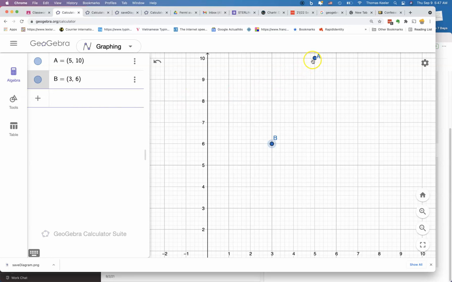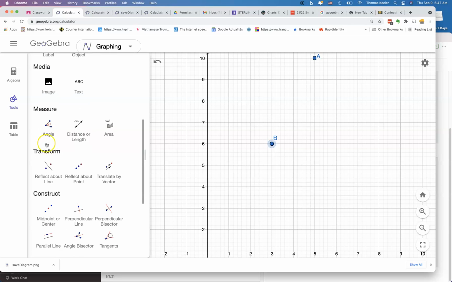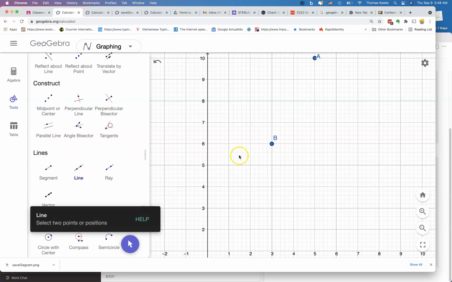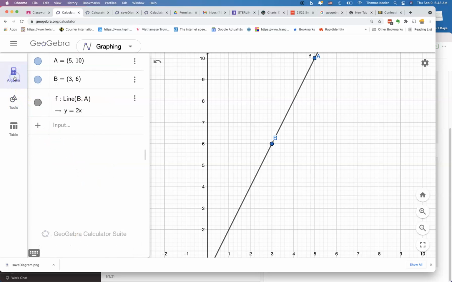Now what if I wanted to draw a line through those 2 points? Okay. And so we go to our tools and we scroll down. So I clicked on tools and then I went down here to line. So I click on line and I click on the 2 points, and now you see I made a line that went all the way through there. All right. Okay, so now if we go back and we click on algebra, you'll see that I've got that line there.